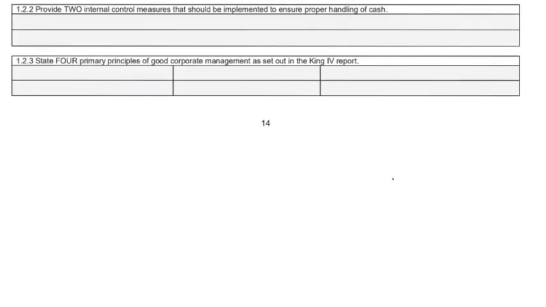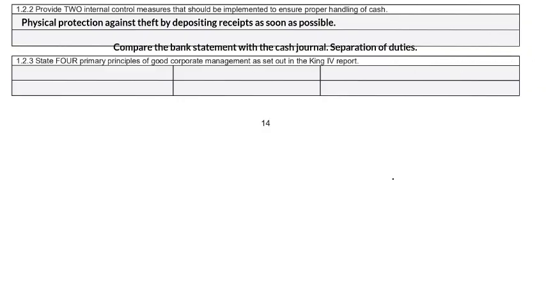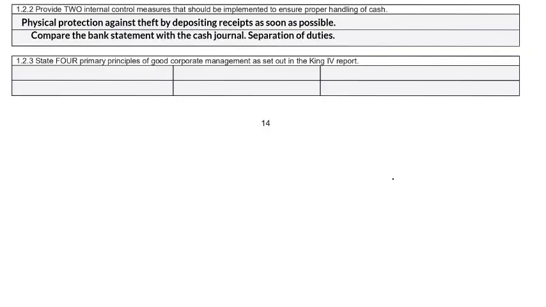(1.2.2) Provide 2 internal control measures that should be implemented to ensure proper handling of cash. Well, the first thing you can do is make sure there's physical protection against theft by depositing receipts as soon as possible. Another alternative measure you can put in place is to compare the bank statement with the cash journal and always make sure that there is separation of duties.